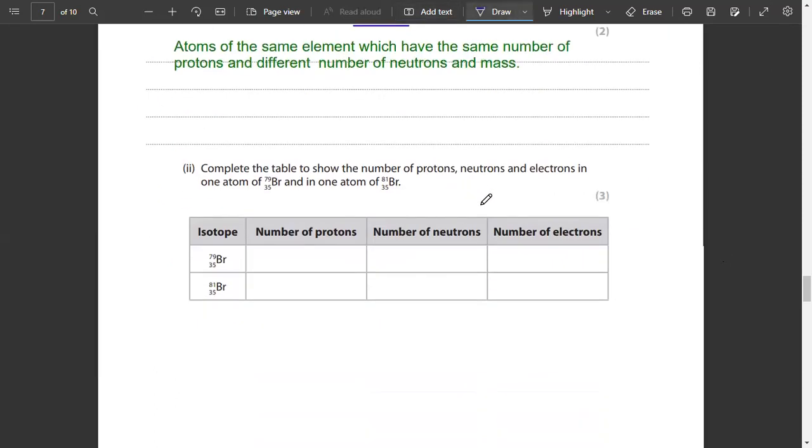Complete the table to show the number of protons, neutrons and electrons in one atom of Br. Proton तो दोनों में 35 होंगे, electrons भी 35 हैं. Mass क्या है दोनों का? Neutrons क्या होंगे? पहले के neutrons होंगे 79 minus 35, which would give you an answer of 44. दूसरे के क्या हो जाएंगे? 81 minus 35 क्या होता है? 46.